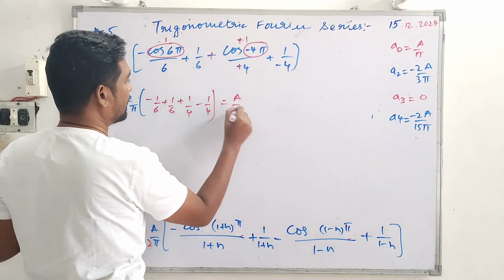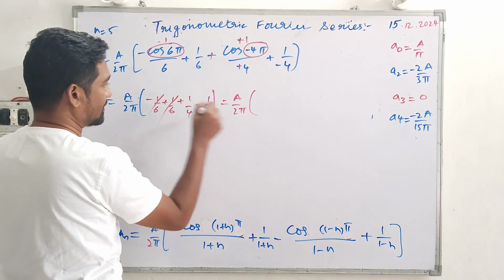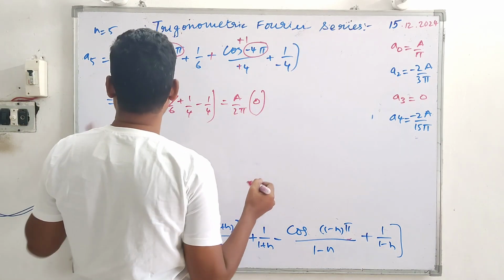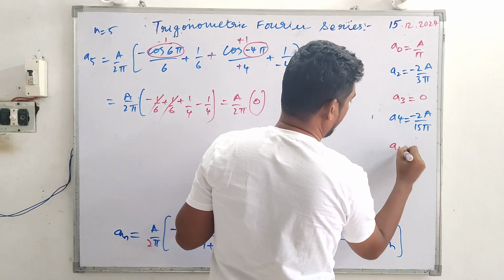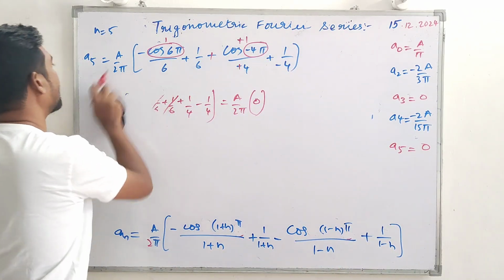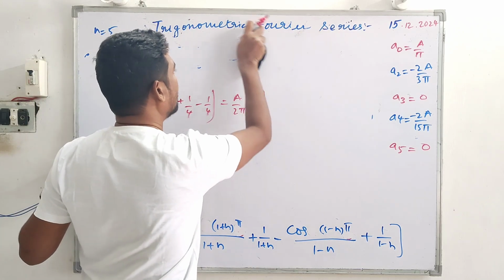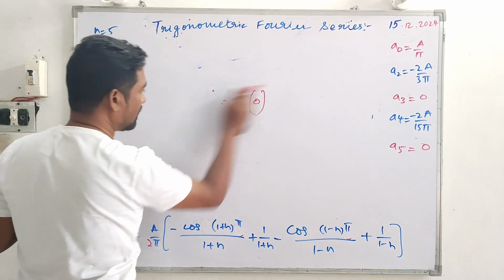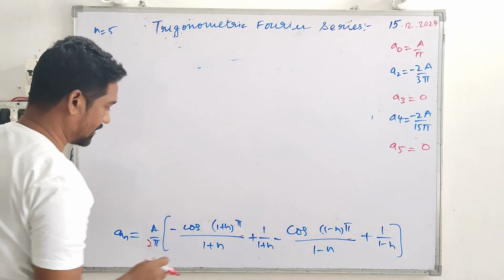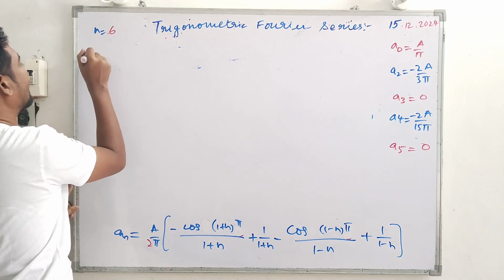It's in the sense A by 2 pi, that's okay. Inside the bracket, minus 1 by 6 plus 1 by 6, this one will be 0. So A5 is also 0. From this very pattern we can predict that A1 also will be 0, but still we have to have a proof for that, and that is done with another approach, not this one. So n equal to 6 this time.